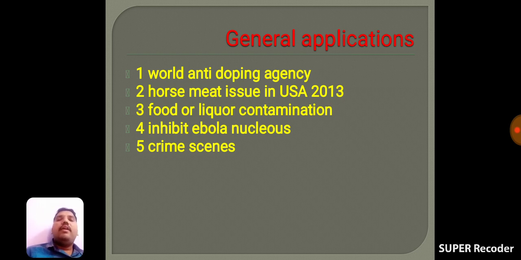Next one, crime scenes. Crime scenes can also be solved by chromatography. Suppose there is a murder. In case of murder, we calculate, based upon the blood sample of the victim, how many murderers were involved in that incident. These are the general applications of the chromatography technique.